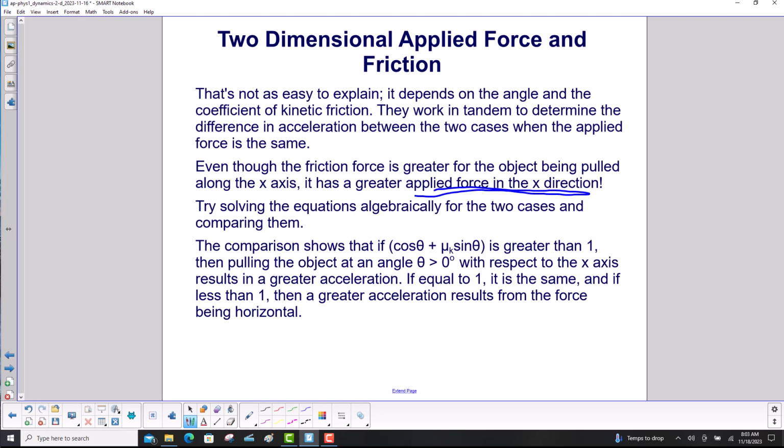Try solving the equations algebraically for the two cases and comparing them. And if you don't want to do that, just read this. The comparison shows that if cosine theta plus mu k sine theta is greater than 1, then pulling the object at an angle theta greater than 0, in other words, not pulling it horizontally, but pulling it up at an angle theta, results in a greater acceleration. If this is equal to 1, it is the same acceleration, and if less than 1, then a greater acceleration results from the force being horizontal.